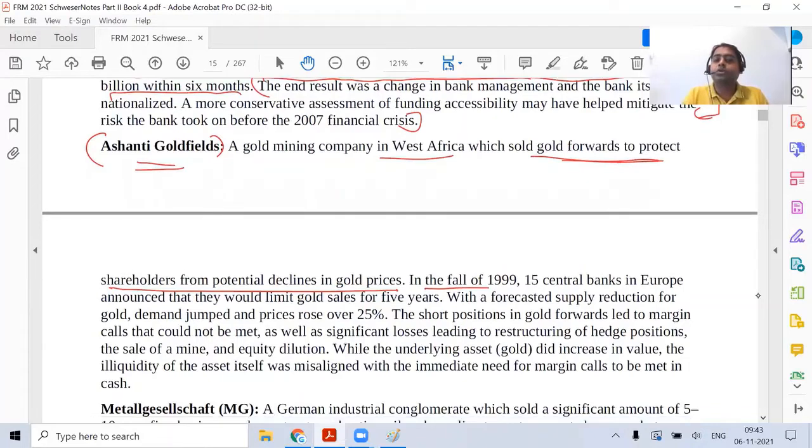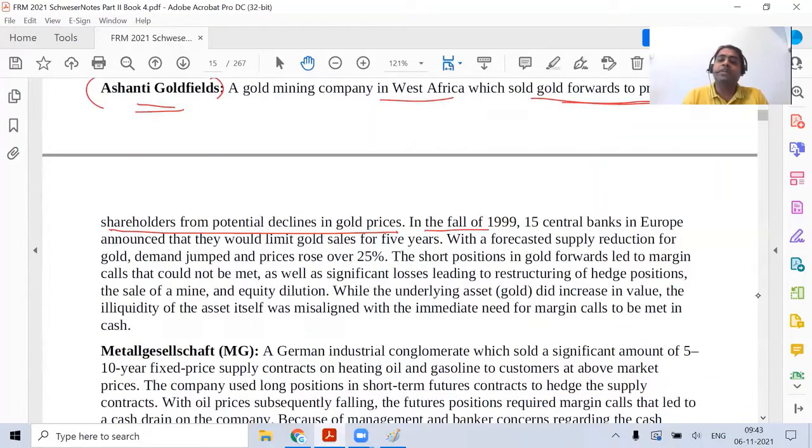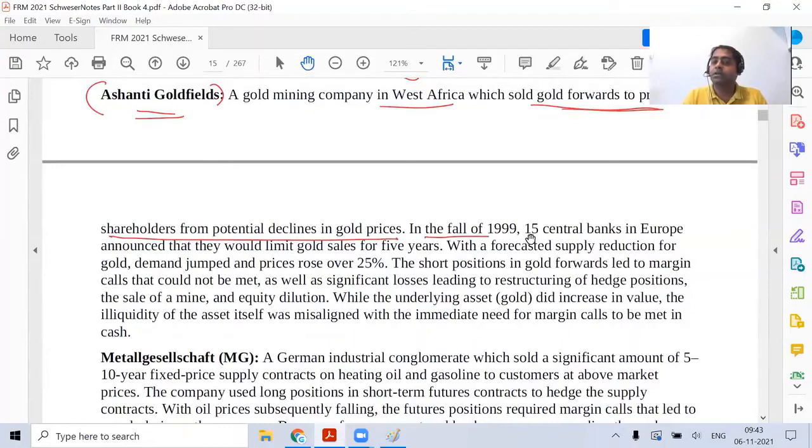Okay. In June 1999, 15 central banks from Europe announced that they would limit gold sales for 5 years. That means they are not going to sell. Primarily, if the market realized that there would be some restriction in terms of supply, there would be a huge demand coming in to cover it. Suddenly, you know that there is going to be no onion in the market after 10 days. You will try to buy and hold the onion. That same logic happened over here.